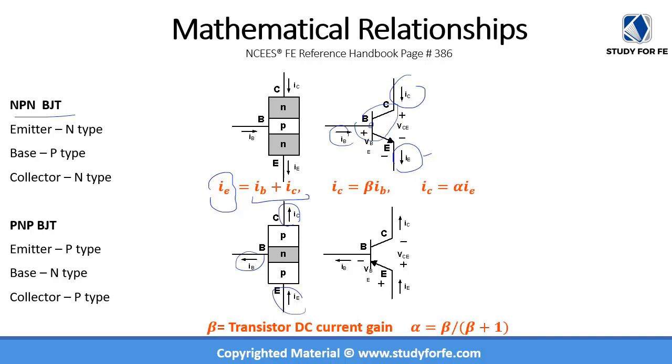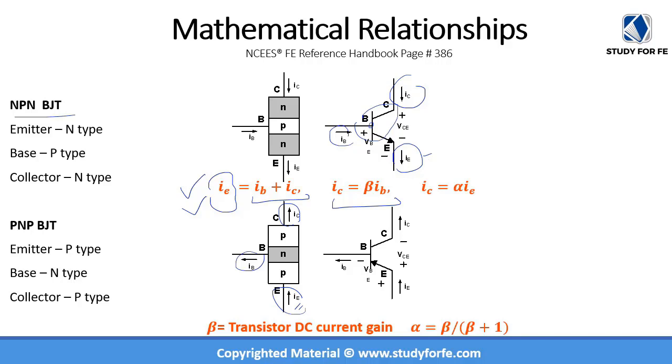So the sum of all the currents entering should be equal to the sum of all the currents leaving. The only current that is entering is IE, and the two currents that are leaving are IB plus IC. So this particular equation is true for both of them, and so are the remaining two equations.